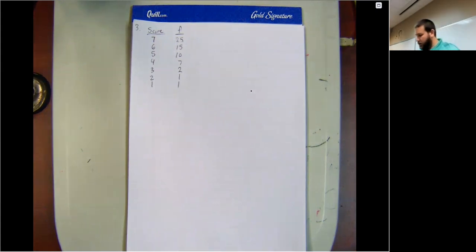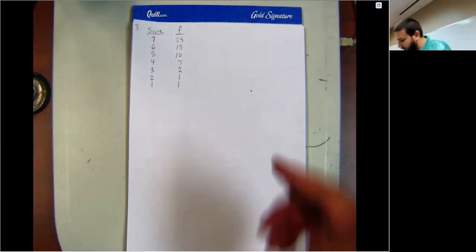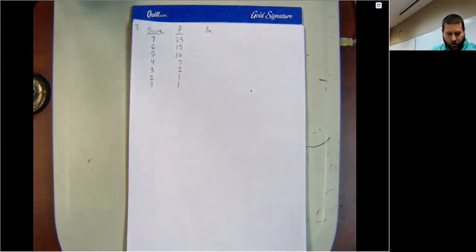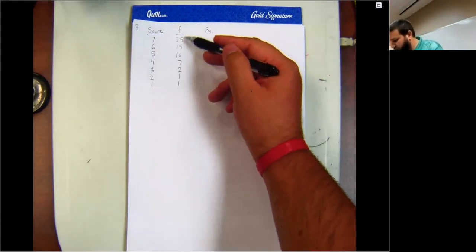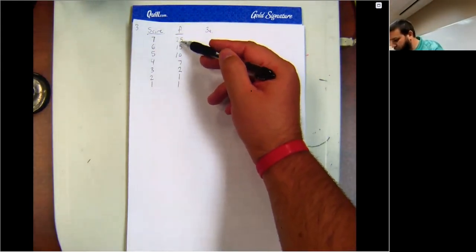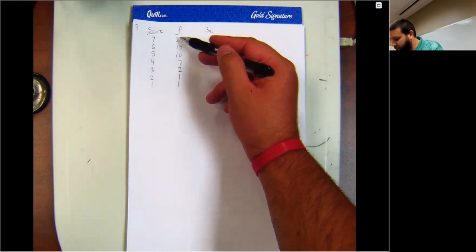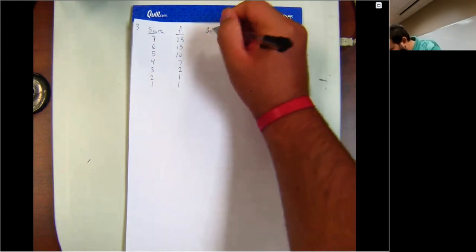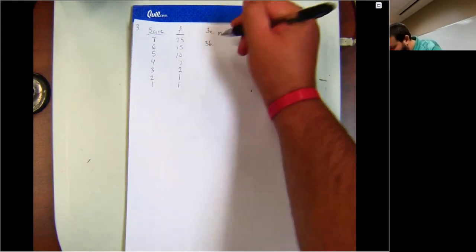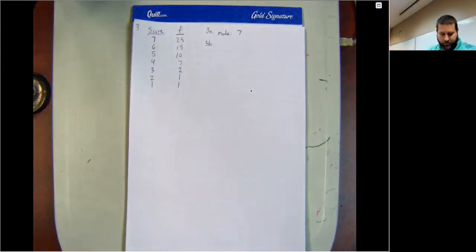And then they say in 3A, they want us to find the mode of this data set. Well, mode is easy because it's the most frequently occurring value. If we look at the frequency distribution, 25 is the highest number. It's associated with a score of 7. So again, we have a unimodal distribution, and the mode is 7. 3B, what is the mean of this data set?